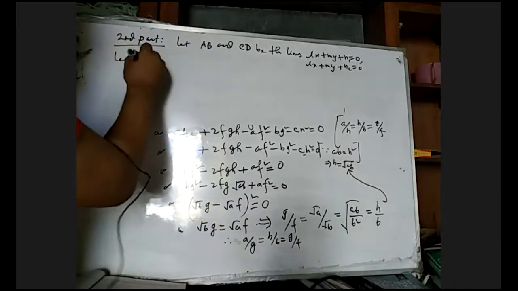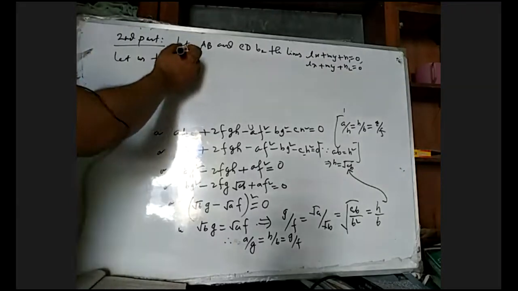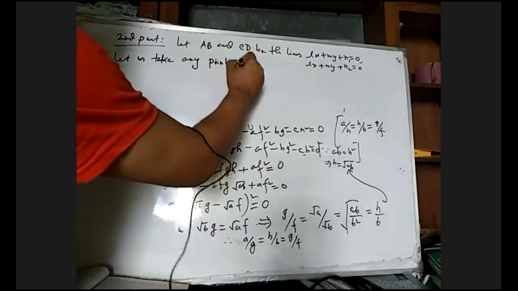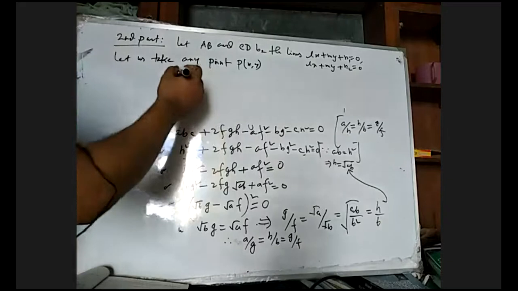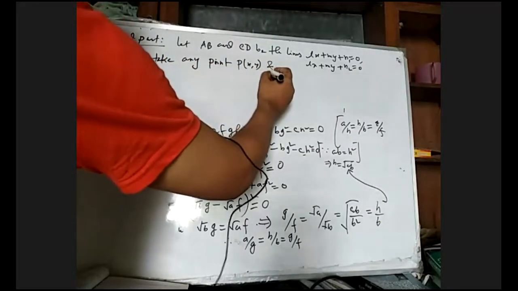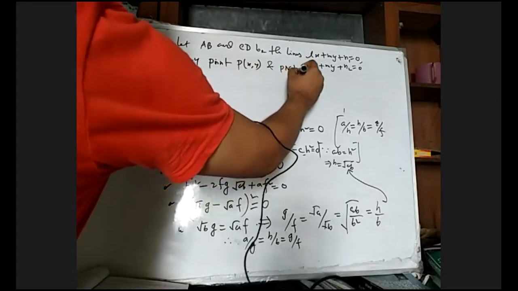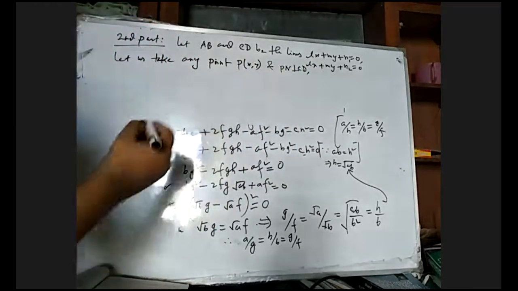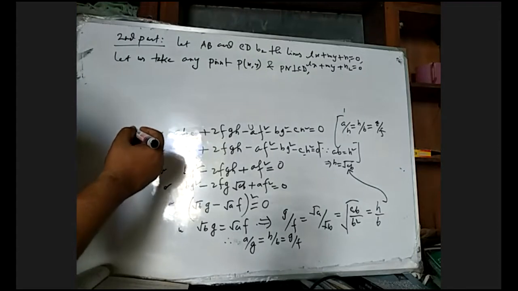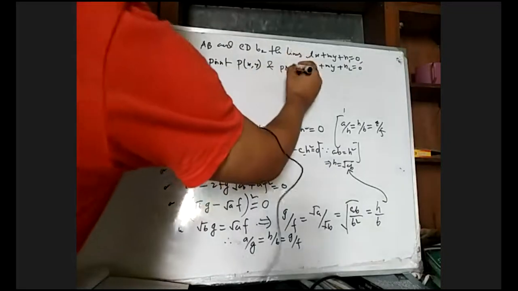Let us take any point P(x, y), and we have to draw a perpendicular PM to CD. PM is perpendicular to CD. This will be M.